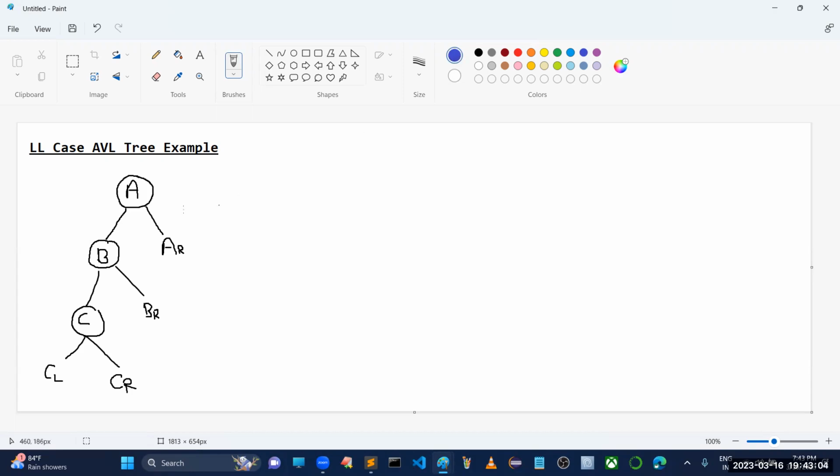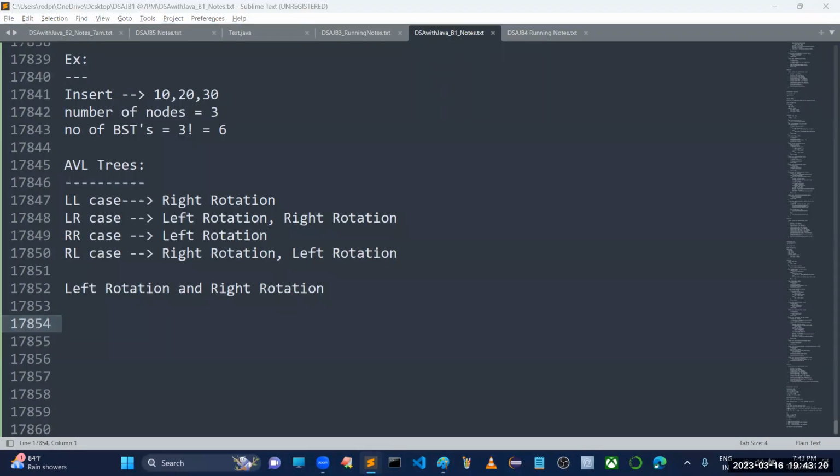Sir, in this, which rotation we have to apply? This one will become the left subtree. This one is also a left subtree. It is unbalanced. So which rotation do we have to do? LL, I told very clearly: LL means we have to do a right rotation.